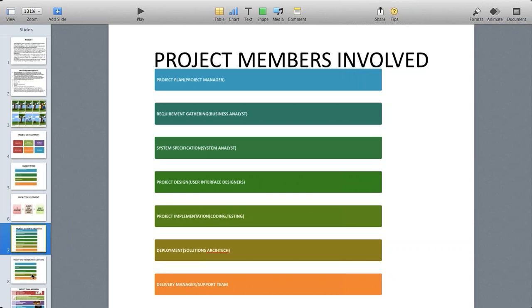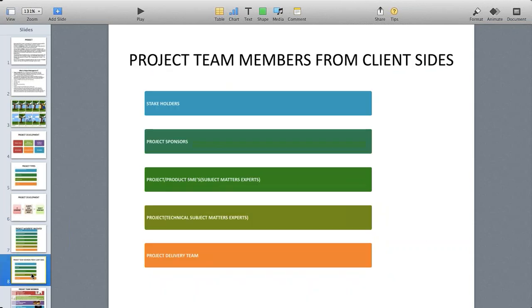And delivery manager could deliver the project. Project team members from client side. You can see here. From client side, stakeholders.